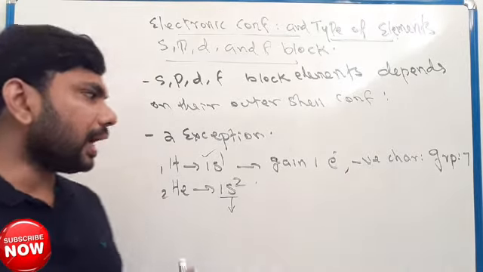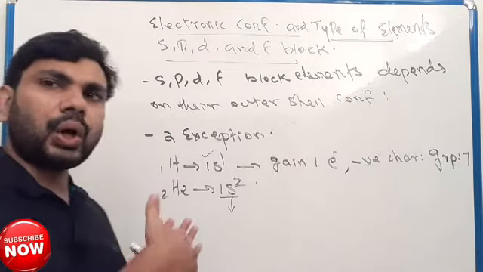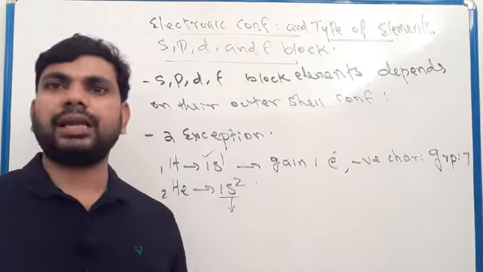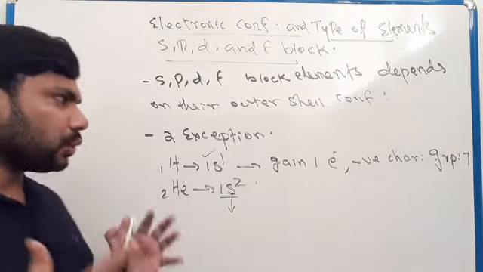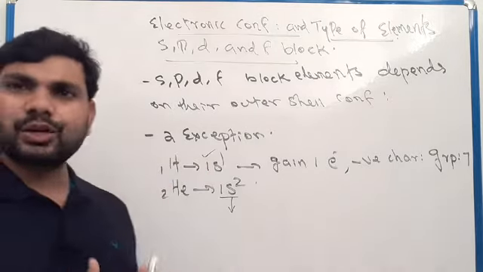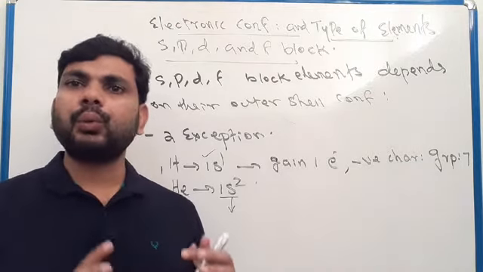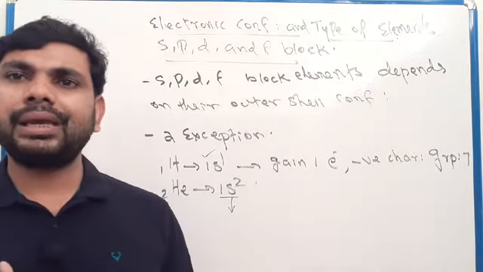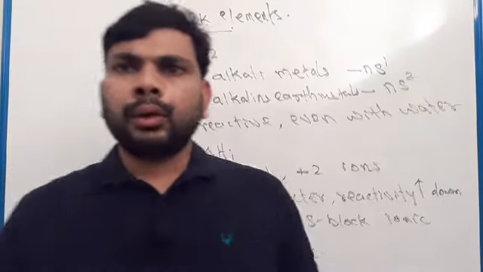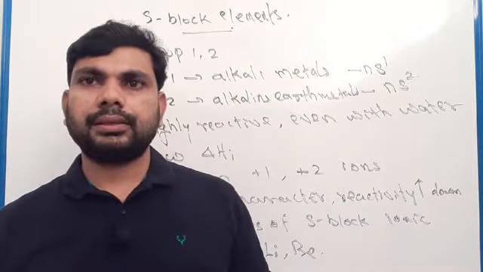Okay, so here hydrogen is actually in the s block, but it also shows some characters of group 17 elements. So there are two exception cases in this concept, hydrogen and helium. Rest of them, based on subshell electronic configuration, we can classify as s, p and d block elements. Clear? Okay.